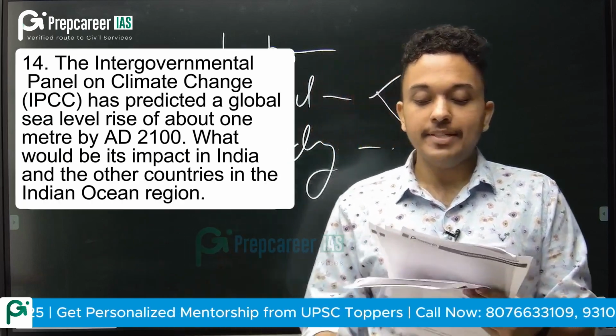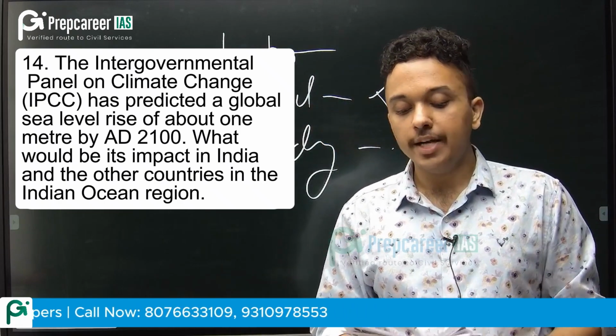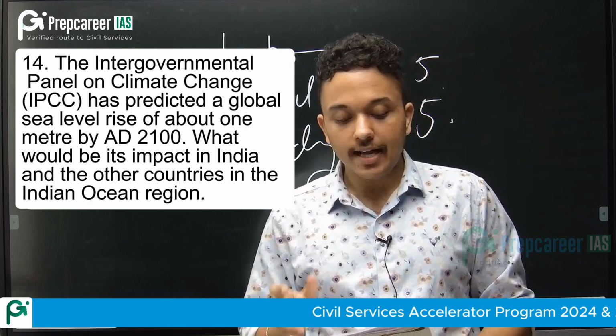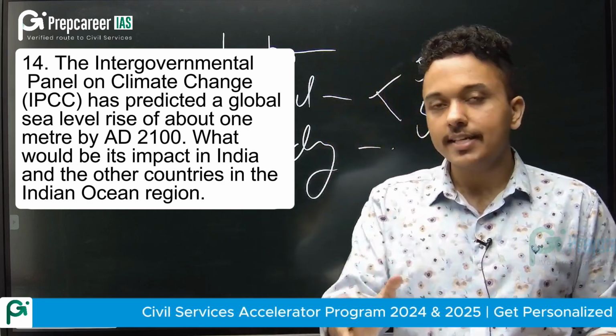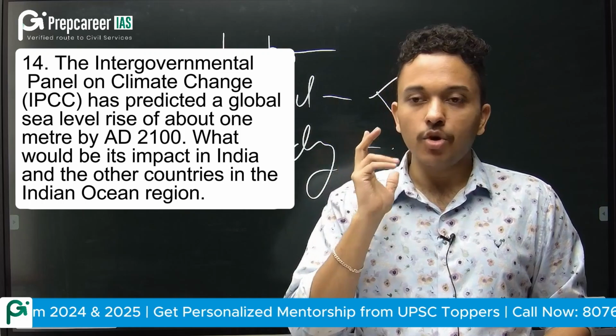The IPCC has predicted a global sea level rise of about 1 meter by AD 2100, and what would be its impact in India and the other countries in the Indian Ocean. It's a 10 marker, roughly 10 points, 2 subheadings. The question itself asks about 2 parts.